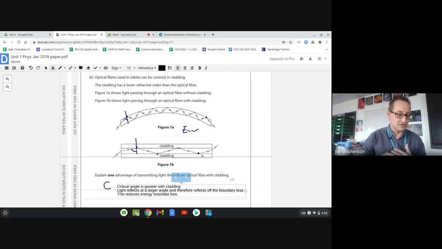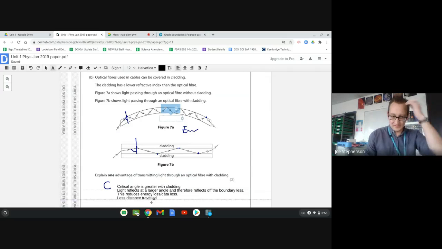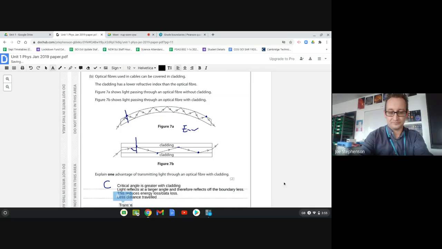What you could kind of argue in this particular respect is that the distance traveled is less. So less distance traveled. If you measured the distance over an entire wire, this one travels further than this one. Because you've got less distance traveled over the same amount of time, what you will then find is transmission is faster.